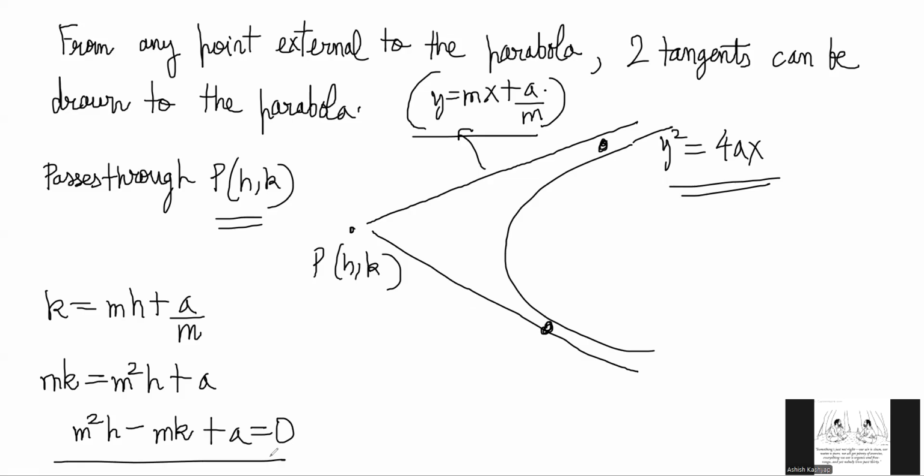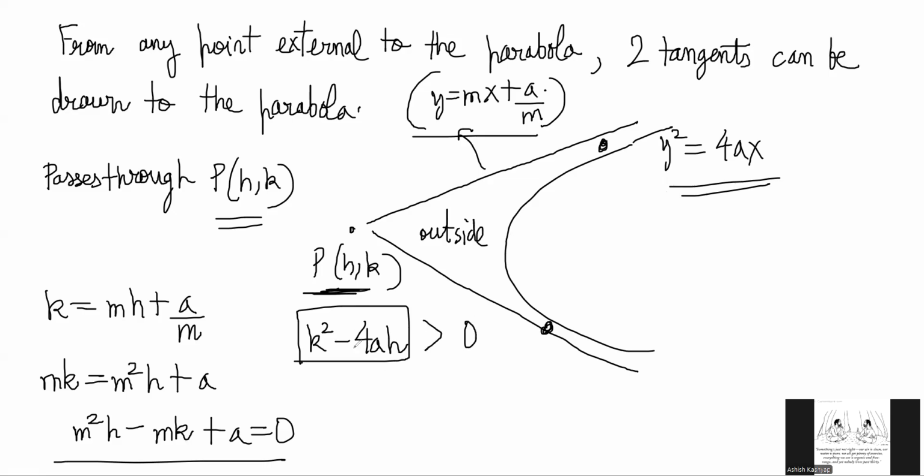So since this is a quadratic in m, if you check the discriminant here, it is k square minus 4ah. Now notice that this is the discriminant of the quadratic, and since the point P(h, k) lies outside the parabola, we know that this value k square minus 4ah is greater than 0. We have discussed this before. If the point is outside the parabola, if you put that point in the parabola equation, the value comes out to be positive. So since this discriminant is greater than 0, this equation has two real and unequal roots.